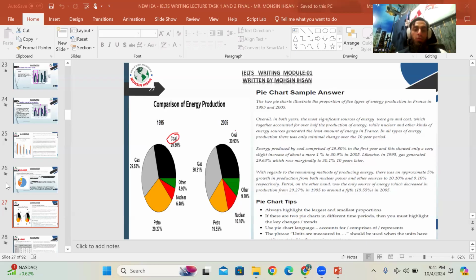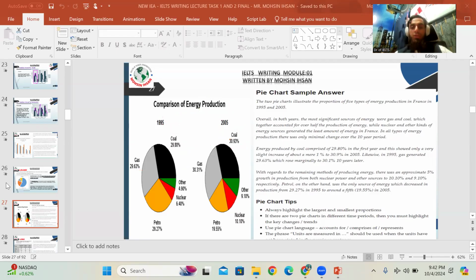Like coal, gas, other, nuclear, petroleum. Now, what is the thing? Energy production. Coal in 1995 is 29% production, meaning how it can be made, prepared. After 10 years, in 2005, it is 30% production, right? Gas is the same, like this.